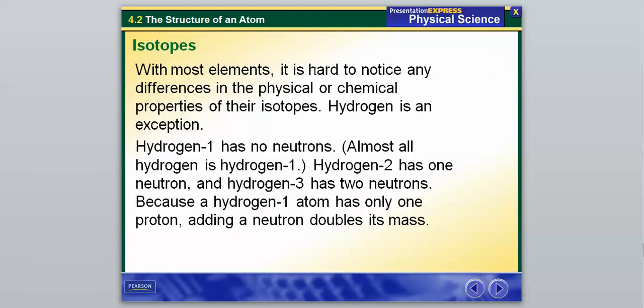However, hydrogen is an exception to this rule, so the different isotopes of hydrogen will react differently, as we'll see with this example. Hydrogen 1, the very first element, has no neutrons, so it just has 1 proton in its nucleus. Hydrogen 2 has 1 neutron, and hydrogen 3 has 2 neutrons. The reason hydrogen 2 is called that is that you take the 1 neutron plus the 1 proton, and it gives you 2. Because a hydrogen 1 atom only has 1 proton, adding a neutron doubles its mass. Because hydrogen is so small to begin with, adding 1 or 2 extra neutrons is going to double or triple its mass, because a proton and a neutron are about the same size. When the atoms of an element are this small, adding an extra particle creates quite a big difference.